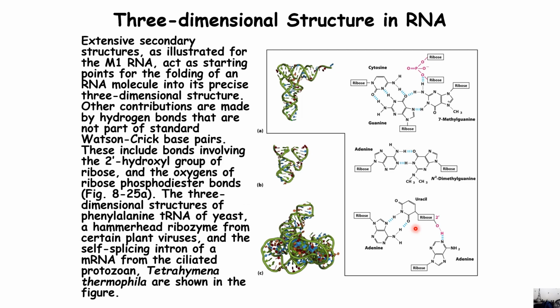Now, extensive secondary structures act as starting points for the folding of an RNA molecule into its precise three-dimensional structure. Other contributions are made by hydrogen bonds that are not part of the standard base pairs. These include bonds involving the 2' hydroxyl group of ribose and the oxygens of ribose phosphodiester bonds. The three-dimensional structures of an alanine tRNA of yeast, a hammerhead ribozyme from certain plant viruses, and a self-splicing intron of mRNA from the ciliated protozoan Tetrahymena thermophila are shown here in the figure.